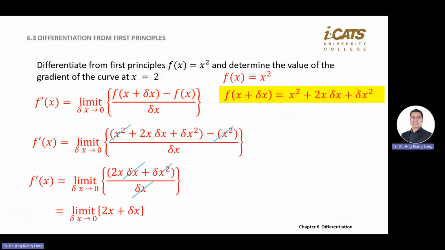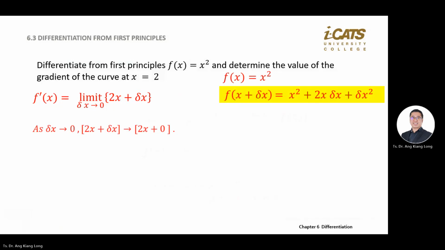Okay, so at the end, you get the limit as delta x goes to 0 of the curly bracket 2x plus delta x, and you know that delta x is 0. The answer is 2x. Yes.